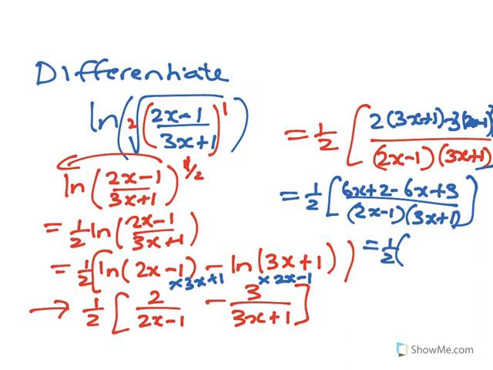So it's 1/2, and simplifying the top, the 6x's go out and you get a 5. And then you've just got 2x minus 1, 3x plus 1. That's a minus there.